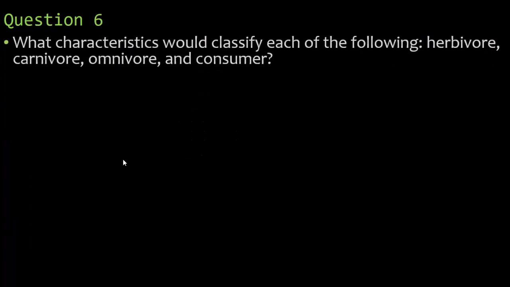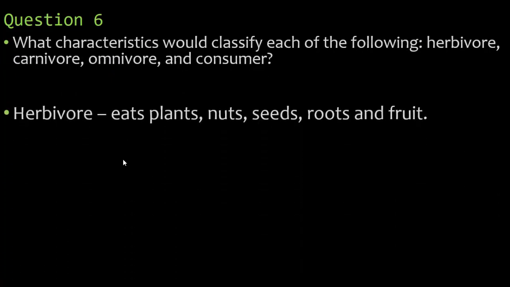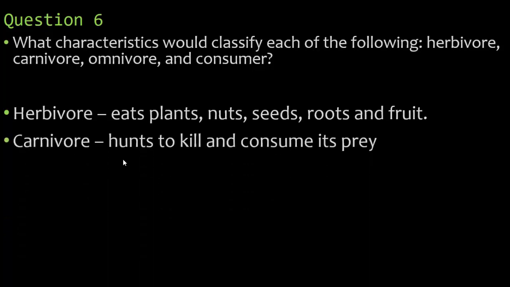All right, number 6, what characteristics would classify each of the following? So we got to look at a herbivore, a carnivore, an omnivore, and a consumer. So let's start with a herbivore. They're going to eat plants, nuts, seeds, roots, and fruit, or one of those, maybe not all of them, or it's just going to eat one of them, no meat. A carnivore is going to hunt and kill and consume its prey. So it's going to go out, look for its prey, hunt it, kill it, and then consume its prey.